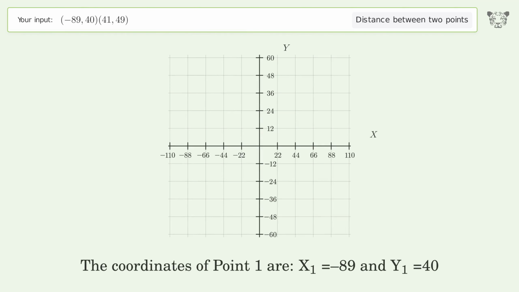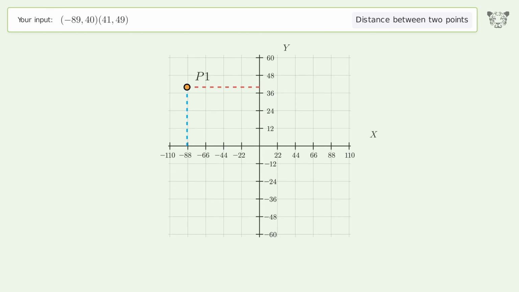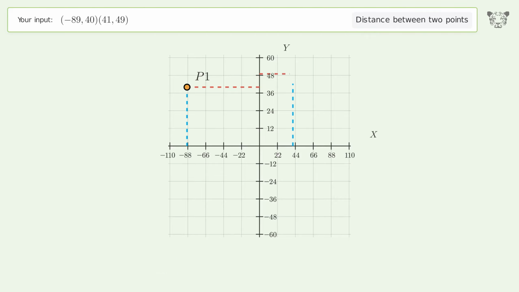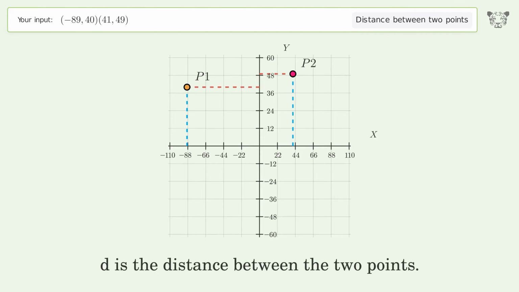The coordinates of point 1 are x1 equals -89 and y1 equals 40. The coordinates of point 2 are x2 equals 41 and y2 equals 49. D is the distance between the 2 points.